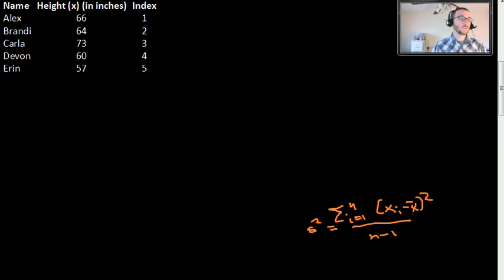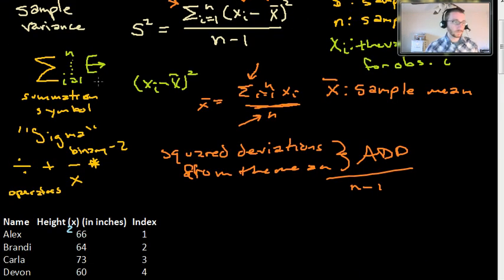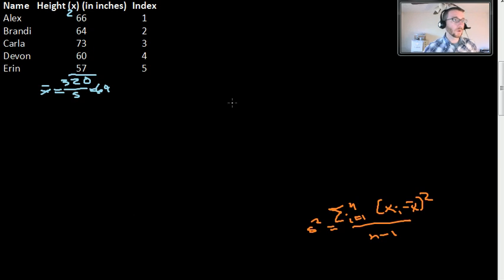And now I need to find x bar. Well, I did this already, but we're going to add them up. 6 and 4 is 10, 3 and 7 is 20, 0 carry the 2. Add these up, you get 320. And we have to divide by however many there are. 320 divided by 5 equals 64. Okay. So 64 is my x bar. I'll put that over here so I can refer to it later if I need it.